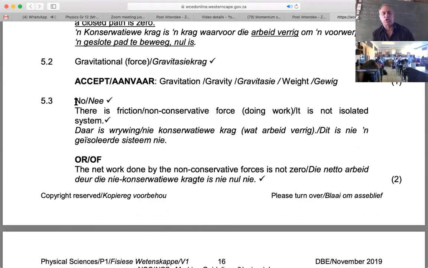Now, question 5.3. No, there is friction. That was what stopped the mechanical energy from being the same top and bottom. There is a friction or non-conservative work. And then I see they add here, it is not an isolated system. What they mean by that is there's something that is changing the mechanical energy. If it was just mechanical energy, I guess I would call that an isolated system.